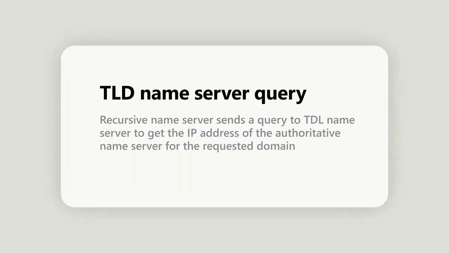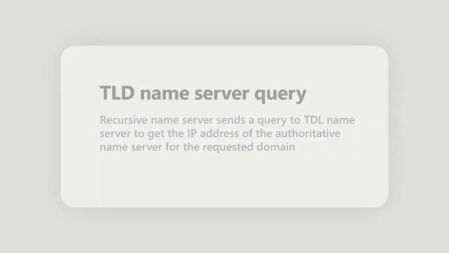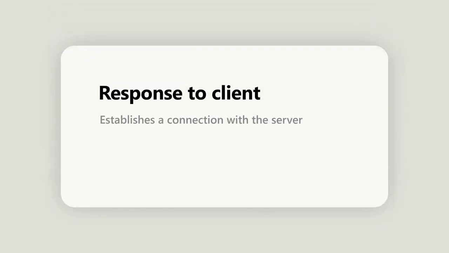After receiving the TLD name server's IP address from the root server, the recursive name server sends a query to the TLD name server. This query asks for the IP address of the authoritative name server for the requested domain. The recursive name server caches the IP address and returns it to the client, allowing the client to establish a connection with the desired server. This resolution process happens quickly, often within milliseconds, thanks to caching mechanisms and the distributed nature of the DNS infrastructure.